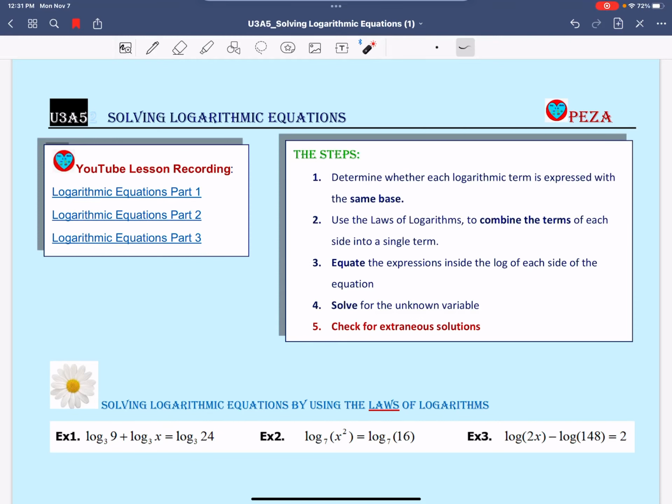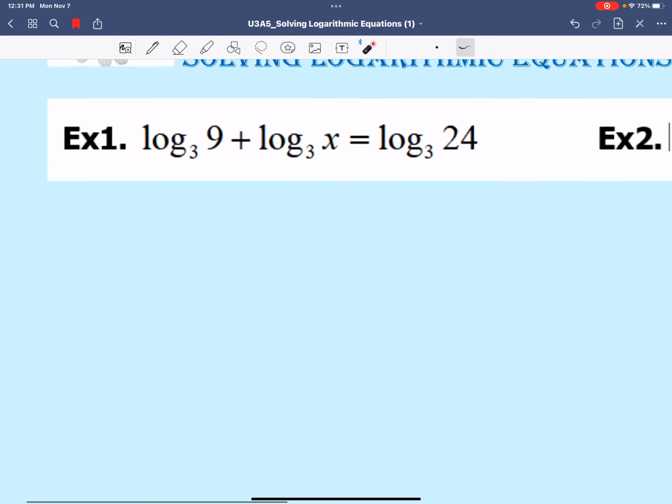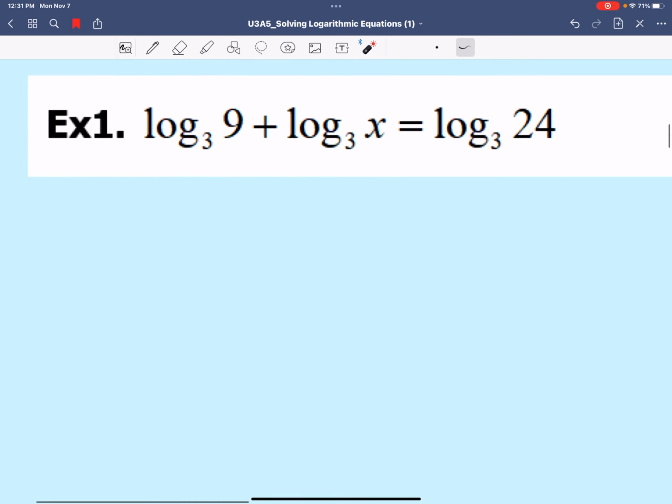Hello and welcome. In this lesson, we'll explore solving logarithmic equations and we'll take a look at a variety of examples. So let's start with example 1, where we have log with base 3 of 9 plus log with base 3 of x equals log with base 3 of 24.